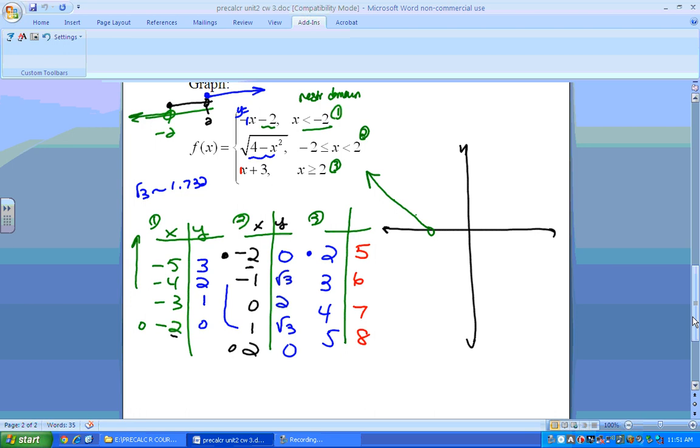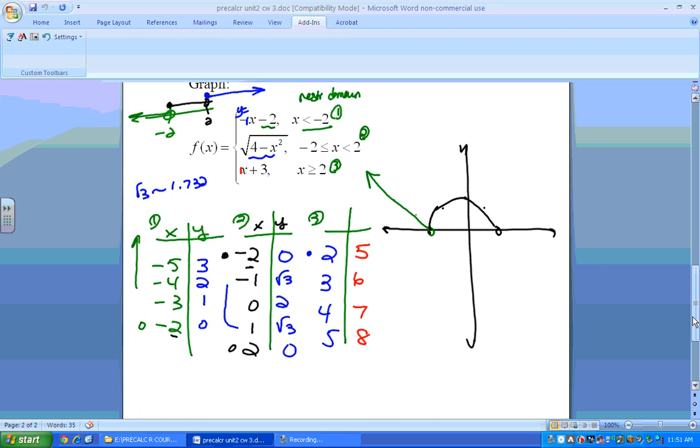The second part, negative 2 is 0. Oh, that's filled in now. Negative 1 is 1.7. 0, 2. Here's your symmetry. See it? Open. So this was filled, and this is open. Here's your parabola. Turning.